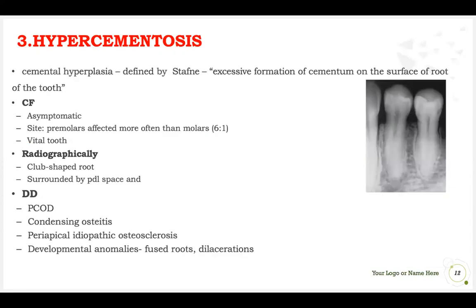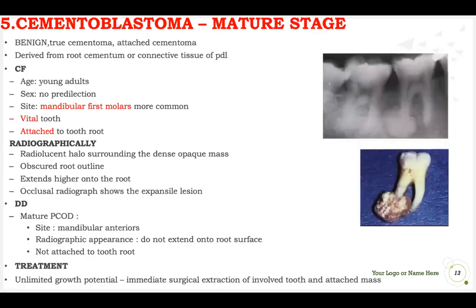The third radiopacity contacting the tooth is hypercementosis. It is usually asymptomatic. The most common site is premolars, affected more than molars. Here again, the tooth will be vital. Radiographically, the tooth root is club-shaped, and in the differential diagnosis, we can include condensing osteitis, developmental anomalies, fused root, and dilacerations.